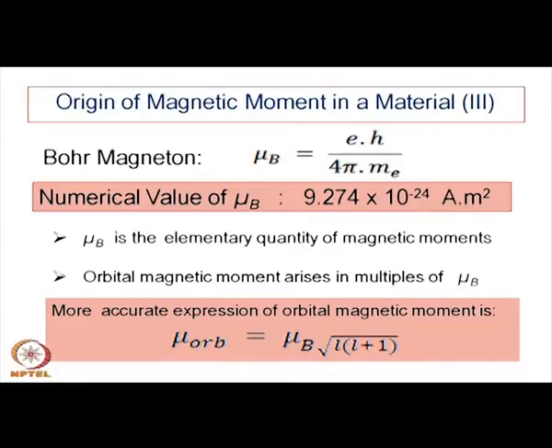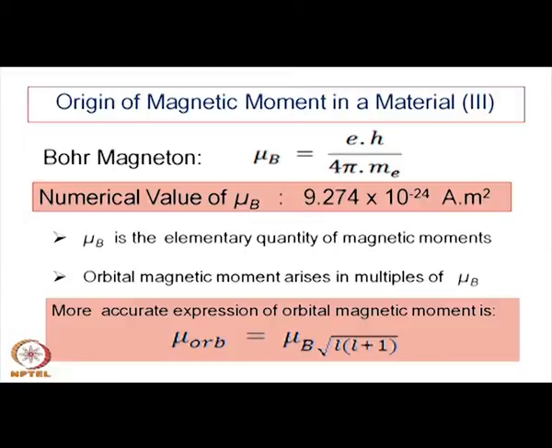To continue further, this is the expression of mu b, which, as I mentioned, is a constant number. The value of that number is 9.274 × 10^-24 ampere meter squared. That is a constant which you will come across most of the time when you are trying to calculate or understand the magnetic behavior of different materials. Mu b is the elementary quantity of magnetic moments.